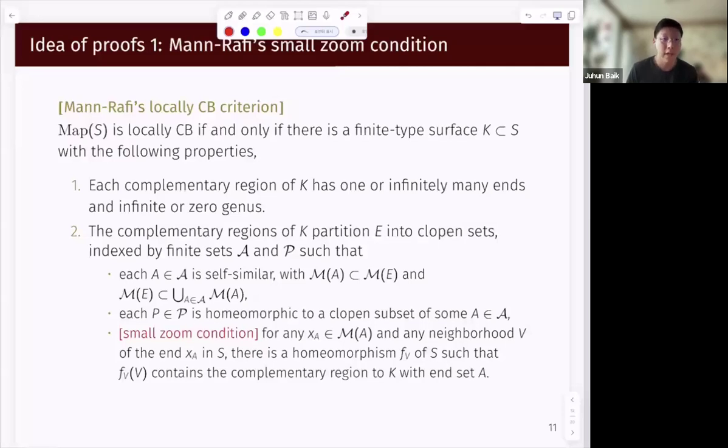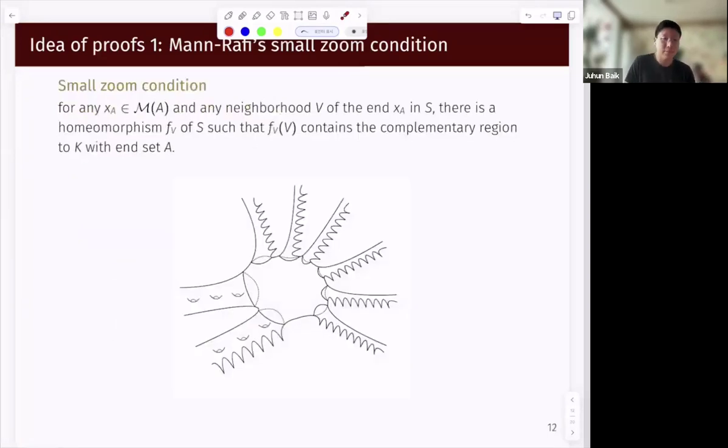So actually they proved a very, very nice locally CB criterion. They completely gave a criterion on the topology of the infinite type surface, which infinite type surface admits a locally CB mapping class group. So these are really, really big, but the essence is this one. The essence is the small zoom condition.